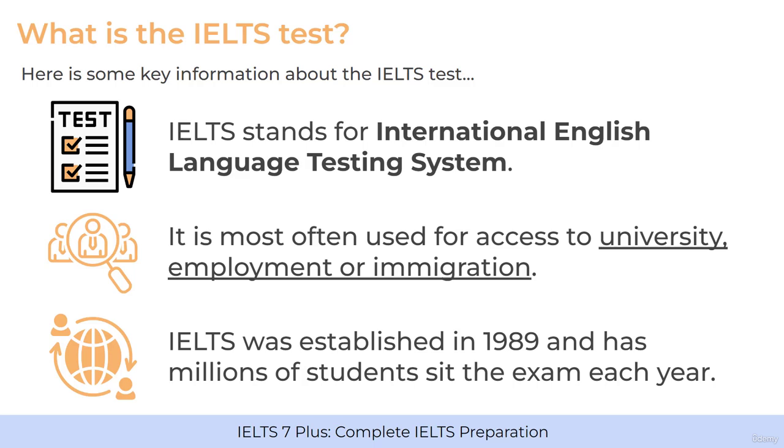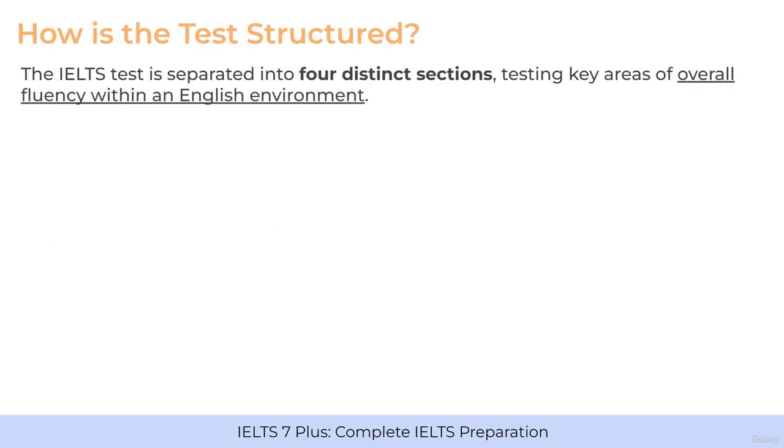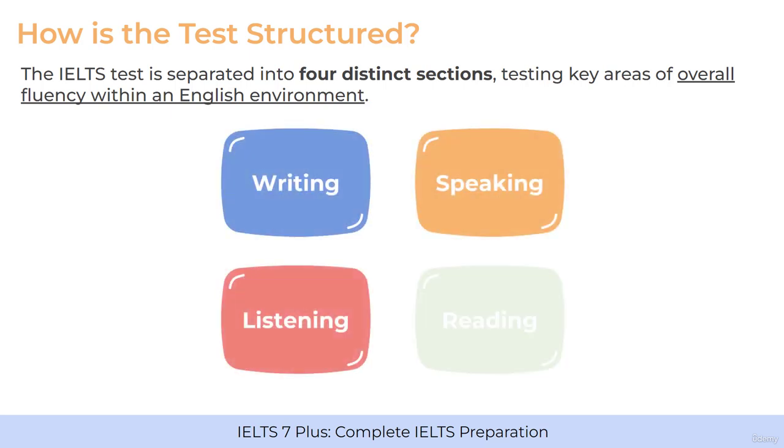So what is actually in the IELTS test? How is it structured? There are 4 distinct sections in each of the IELTS tests, and this really measures your overall fluency in English. These sections are writing, speaking, listening and reading, and you'll be doing tests for each of these 4 sections. And of course we have lessons for each section too.